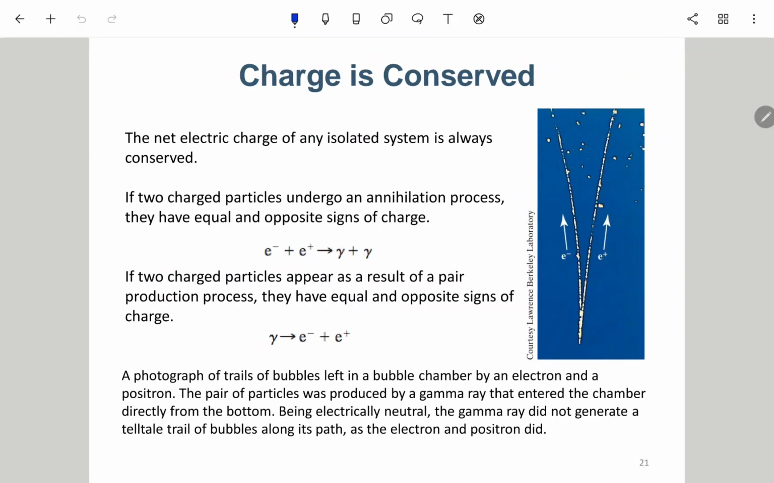Okay, so finally in this chapter we will talk about charge conservation. 就是电荷守恒。It says the net electrical charge of any isolated system is always conserved. So here it says two charged particles undergo an annihilation process, 就是湮灭的过程. Okay, they have equal and opposite sign of charge.